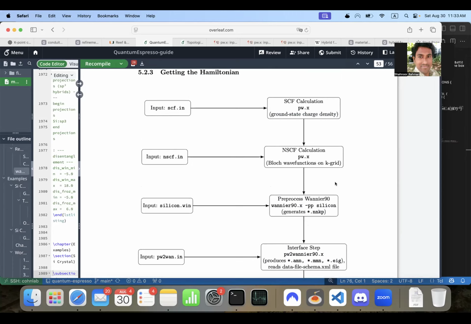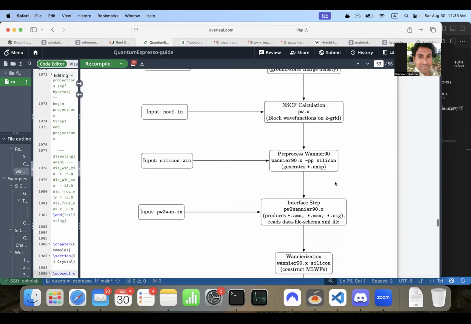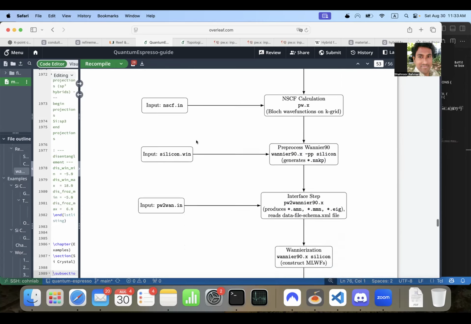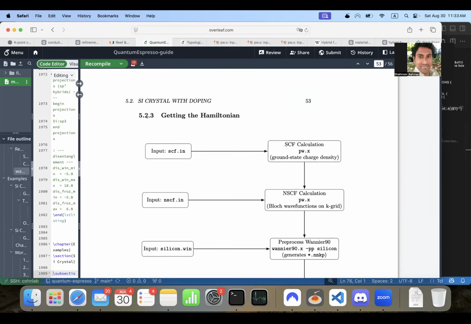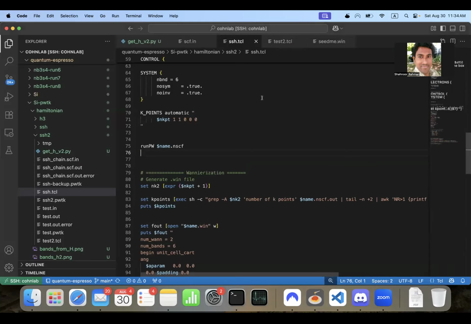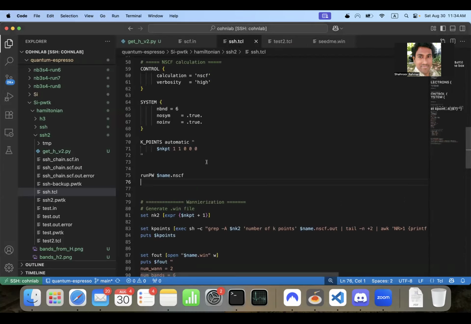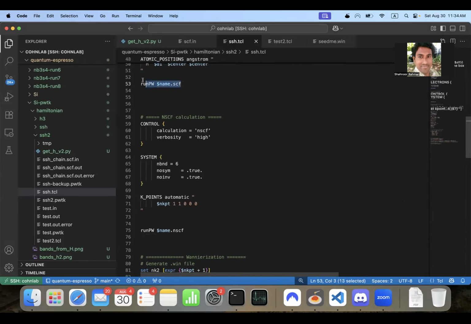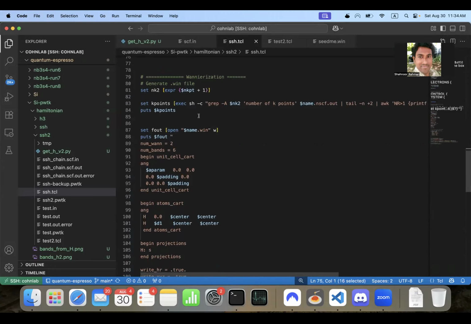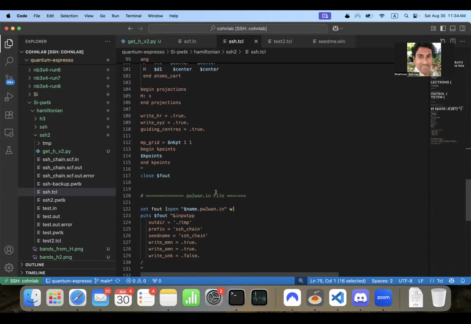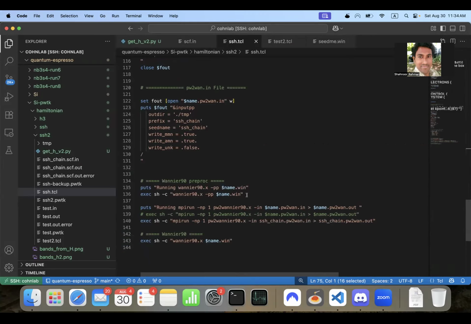Okay, these are the steps. Any questions? I mean, obviously there are questions, so you need to try. This is, for now, how to get the Hamiltonian, the flowchart. And in this PWTK or TCL script, I have written the code so that it performs the SCF, then the NSCF, then the Wannierization, and finally the pre-processing, and then the interface, and finally the Wannierization calculation to get the Hamiltonian.